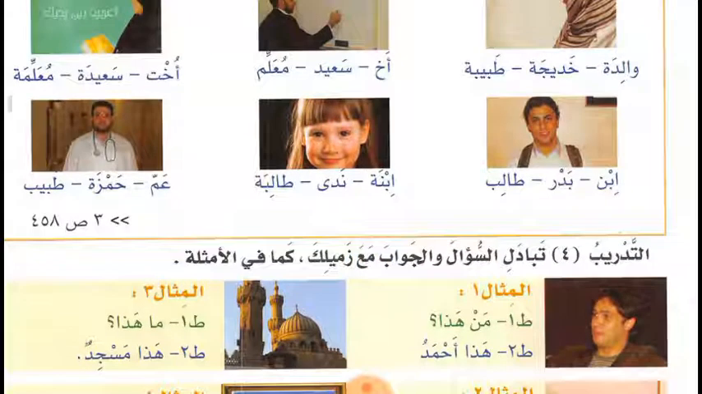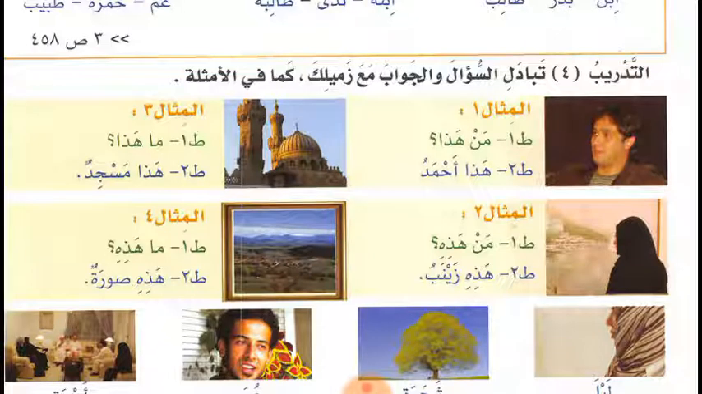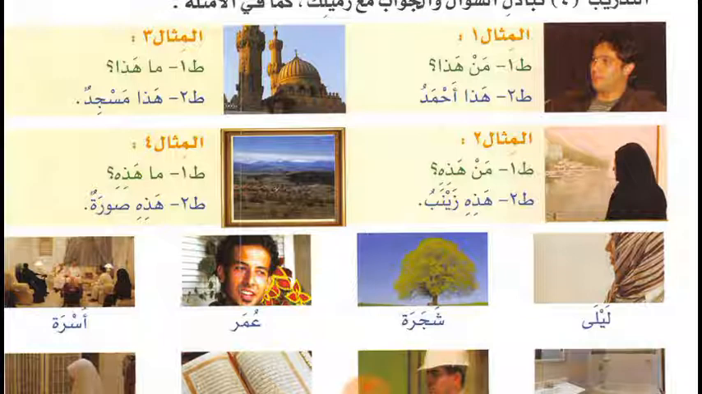Okay. Then we have tadrib rabi, fourth exercise. Exchange the question and answer with your colleague. You will ask, man haza, who is this? Second will tell you, haza Ahmad, this is Ahmad. Then you will ask, man hazihi, who is this woman? Second student will tell you, hazihi Zainab, this is Zainab.